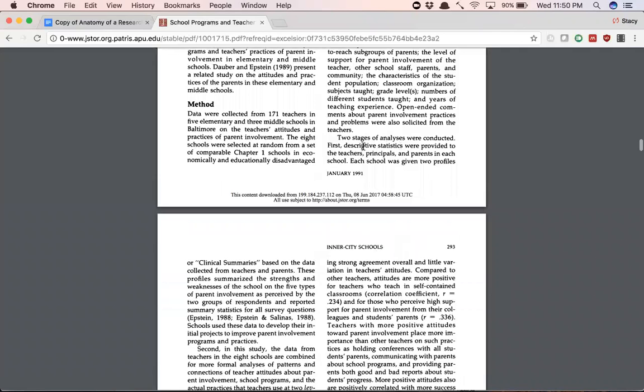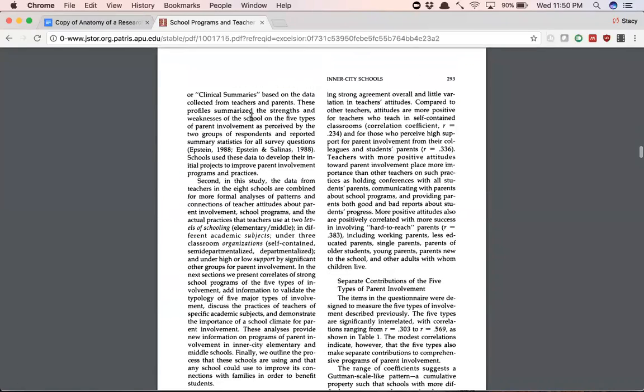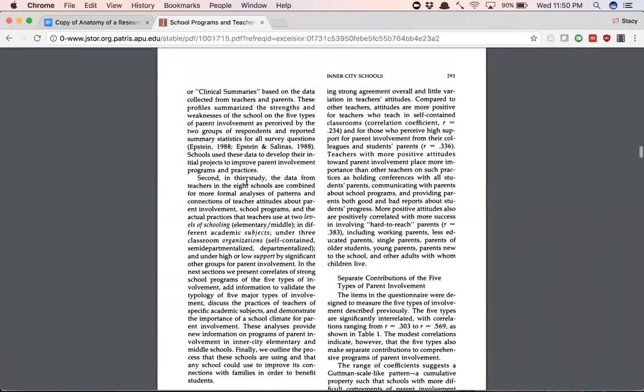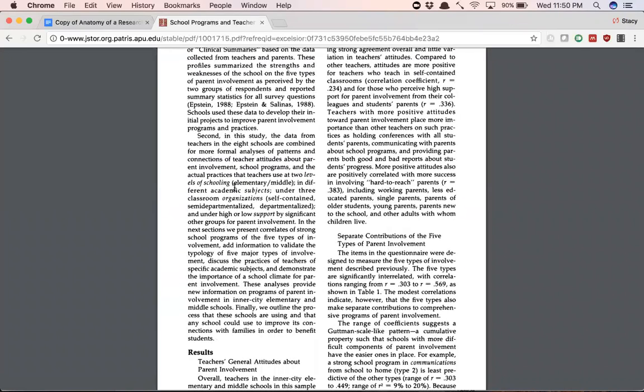Two stages of analysis were conducted. First, descriptive statistics. Right there, boom, we know it was a quantitative study. This all talks about the different descriptive statistics they have: mean, median, mode, standard deviation, that kind of stuff is called descriptive statistics. And then second, the data are combined for more formal analyses of patterns and connections. When you have the word connections, I would think that's a correlational study. So what kinds of factors went together? And you can see here, the word correlates has to do with a correlational study.